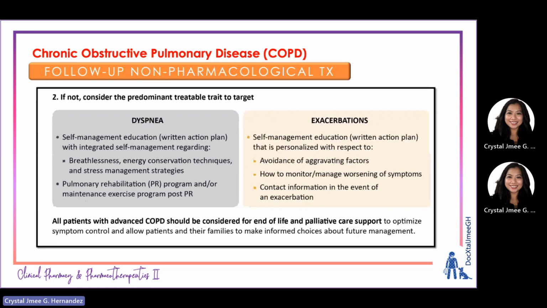Now, if not, consider the predominant treatable trait to target. Is it dyspnea or exacerbation? So we have here the recommendations. Remember that all patients with advanced COPD should be considered for end of life and palliative care support to optimize symptom control and allow patients and their families to make informed choices about future management. So here in the Philippines, if you look at COPD, there are a lot of avenues wherein pharmacists can add their expertise in helping to improve the management of our COPD patients.